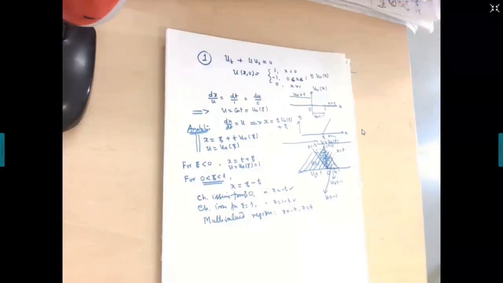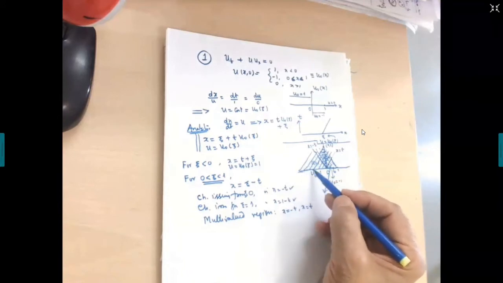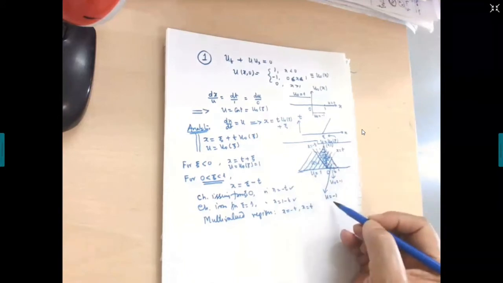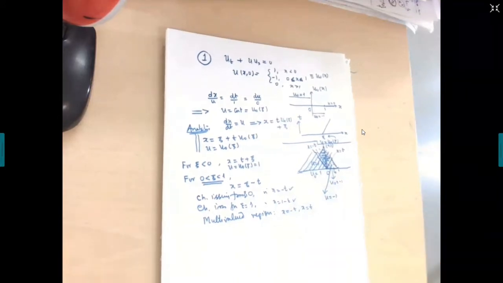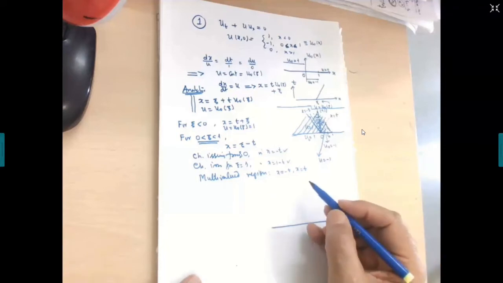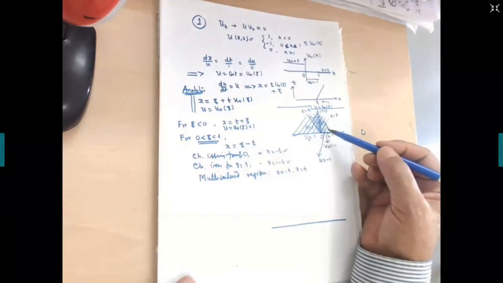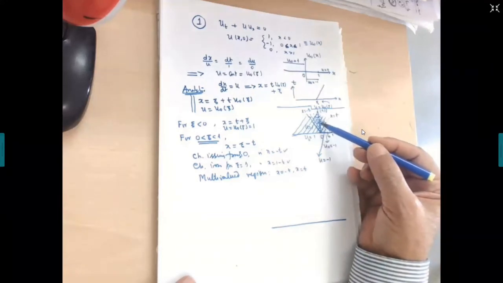As we have determined the solution in this region, similarly the solution in this region will be u is equal to minus 1. Is it clear? Yes, sir, it is clear. Very good. So here, this is your multi-valued region.